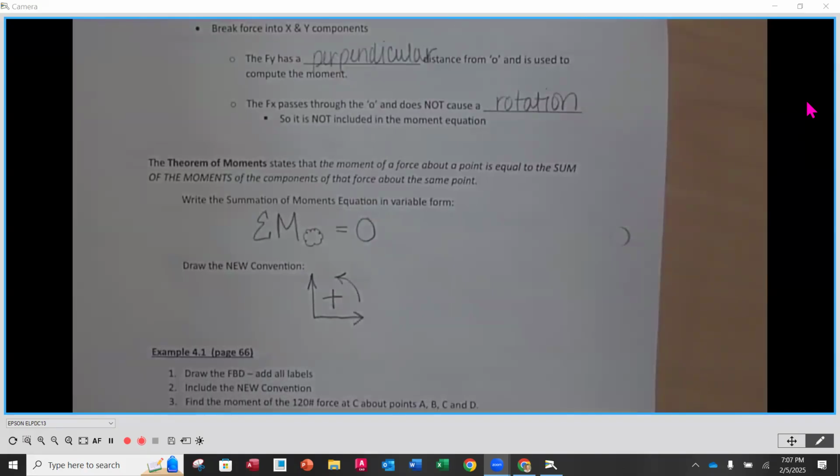In actuality, you can change the convention. Let's say you have a bunch of forces going down, and rather than giving them all negatives, you're like, I'm just going to say positive is down. You can do that, but in statics, you're not going to, okay?